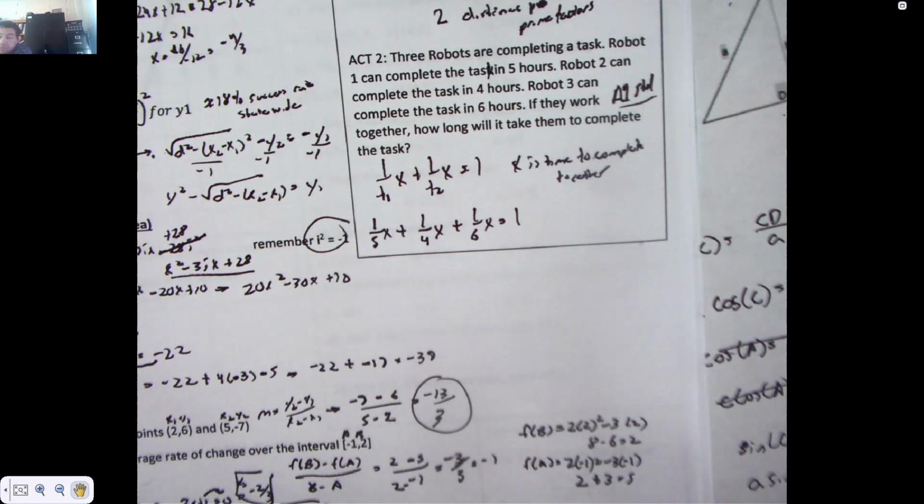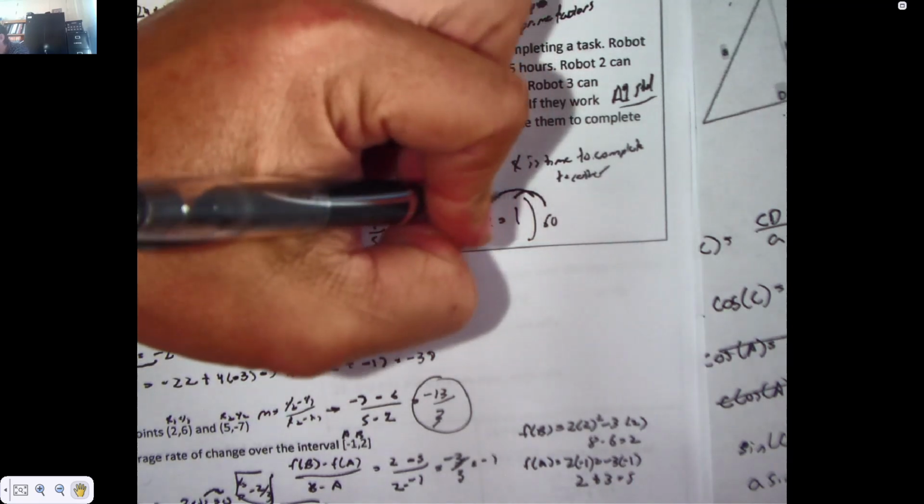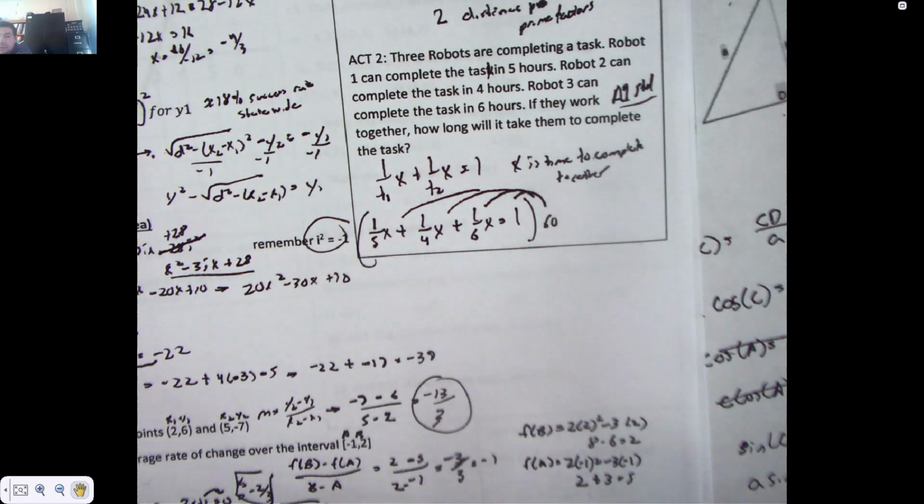Now your issue with this should be that it's fractions, plain and simple. 5, 4, and 6, what's the smallest thing they all go into? Surely it's not 120. It might be. I'm pretty tired. 60? Yeah, they all go into 60. What I'm going to do is multiply everything by 60 because this will eliminate fractions. Everything. As long as I do it to all 4 pieces, balance hasn't been broken.